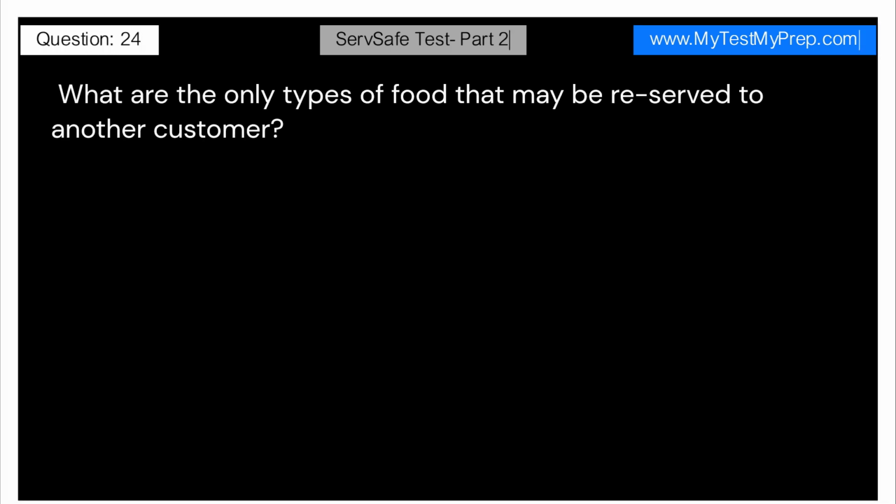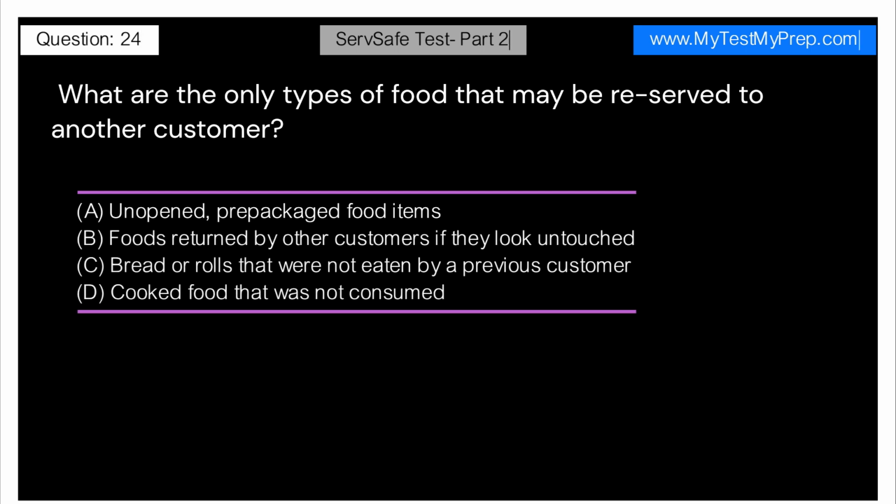What are the only types of food that may be reserved to another customer? A. Unopened, prepackaged food items. B. Foods returned by other customers if they look untouched. C. Bread or rolls that were not eaten by a previous customer. D. Cooked food that was not consumed.